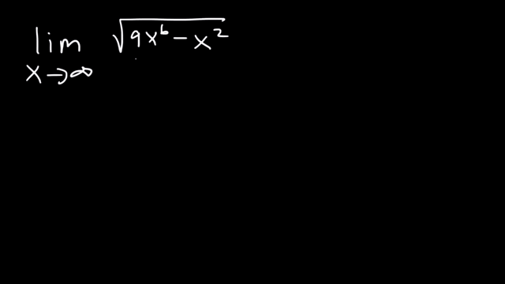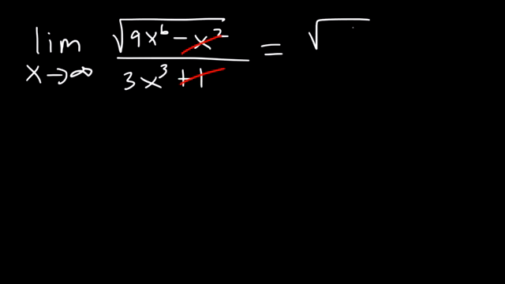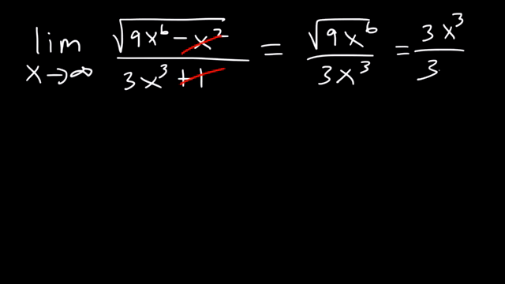Now let's try this one. What is the limit as x approaches infinity of the square root of 9x to the 6 minus x squared divided by 3x to the third plus 1? So we know that these terms are insignificant. So this becomes equal to the square root of 9x to the 6 over 3x cubed. The square root of 9 is 3. The square root of x to the 6 is x to the third. So these two cancel. The final answer is 1.